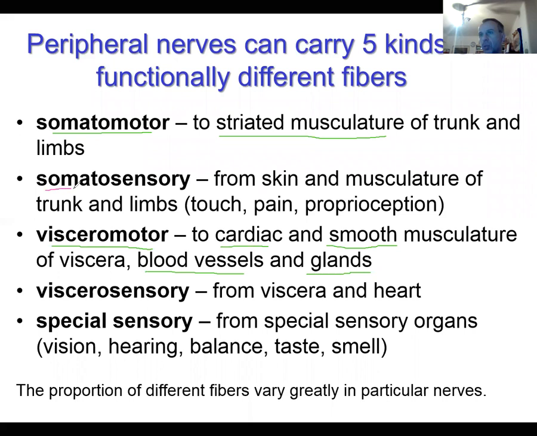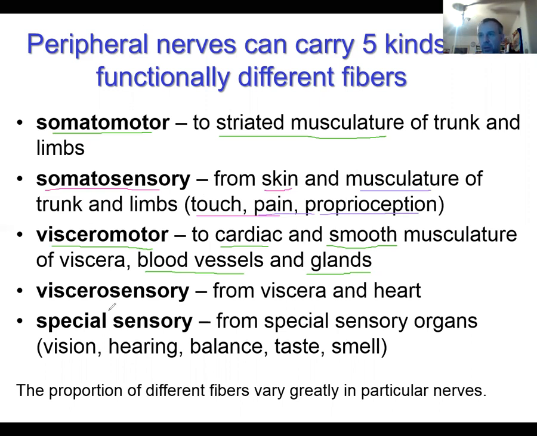In the opposite direction, somatosensory fibers come from receptors in skin and of course in muscles. From skin it's touch and pain, and from muscles we call it proprioception. And of course there can be touch and pain, especially pain from the muscles. So the somatosensory fibers have ganglia with pseudounipolar neurons.